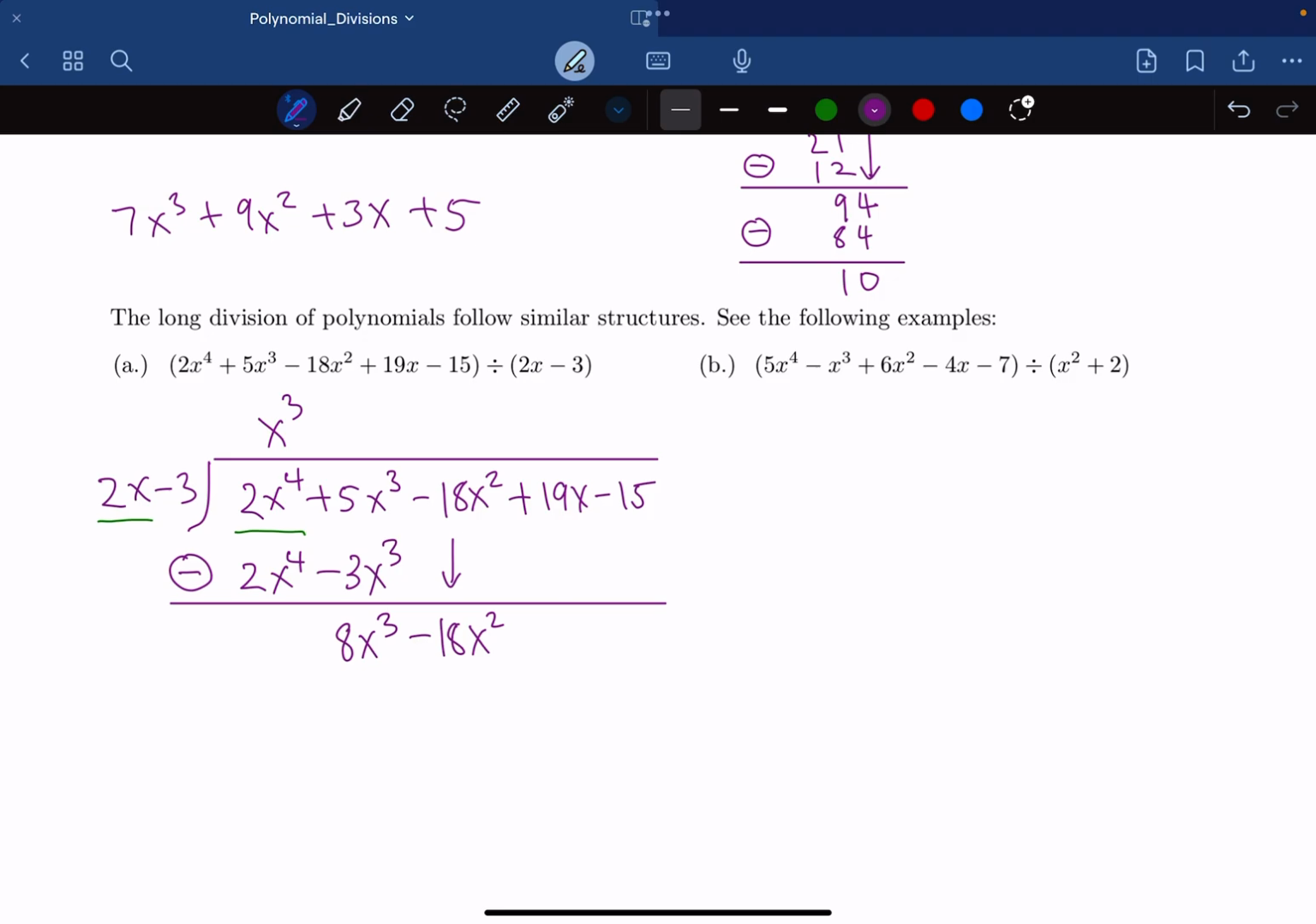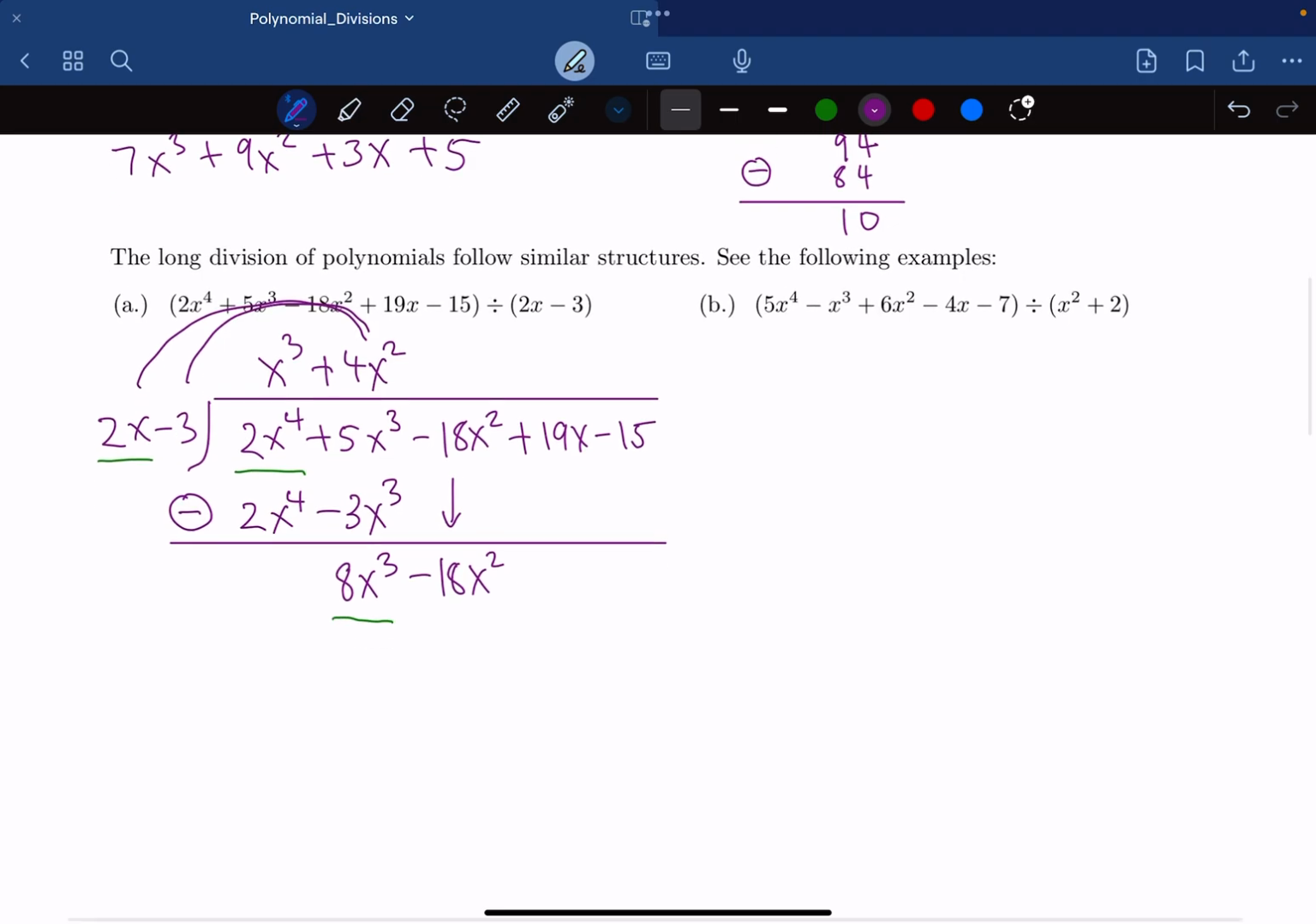That's my first step, right? So my second step, same idea, focus on the first term only. Ask myself, what do I need to multiply 2x by to get to 8x cubed? And the answer here is 4x squared. And then I distribute to both terms of my divisor. 4x squared times 2x is 8x cubed. 4x squared times negative 3 is negative 12x squared.